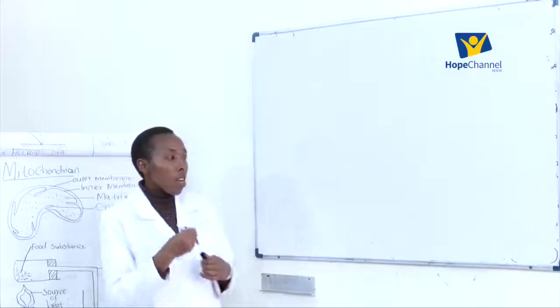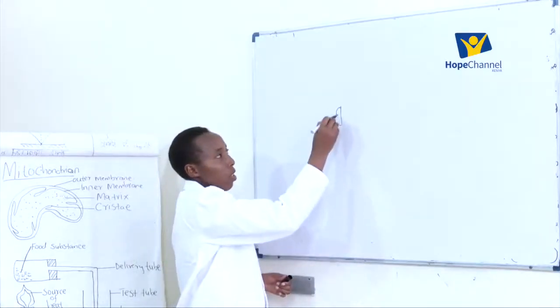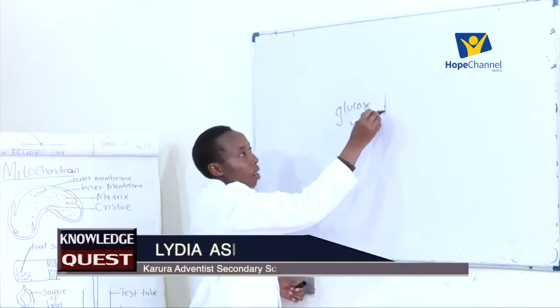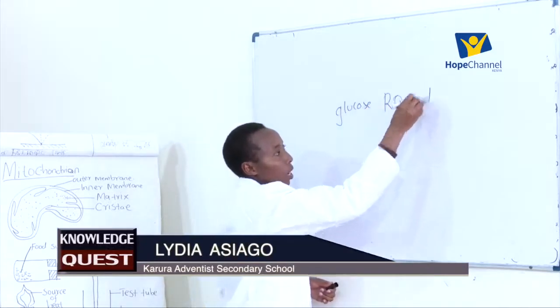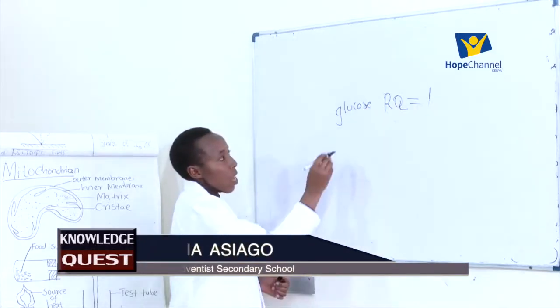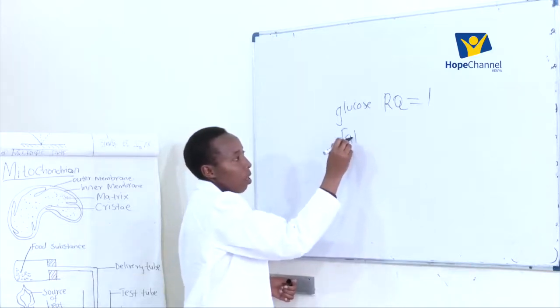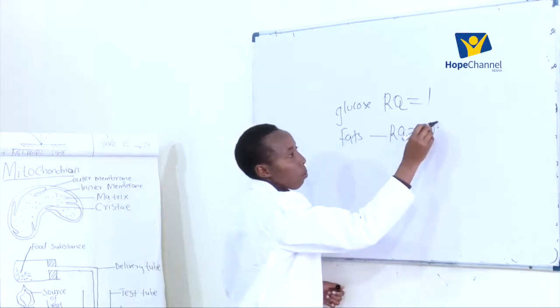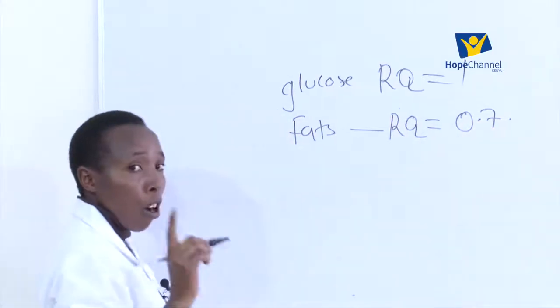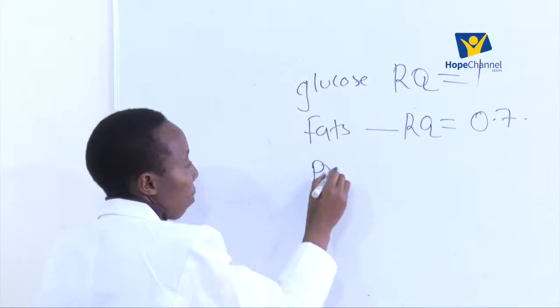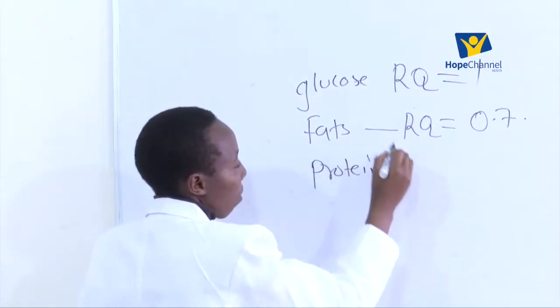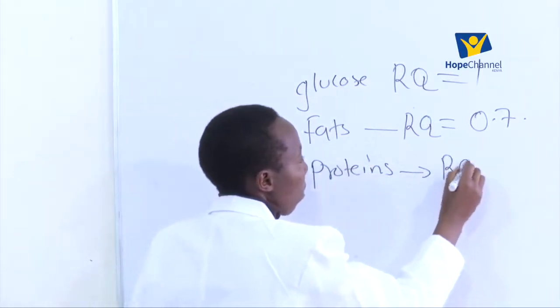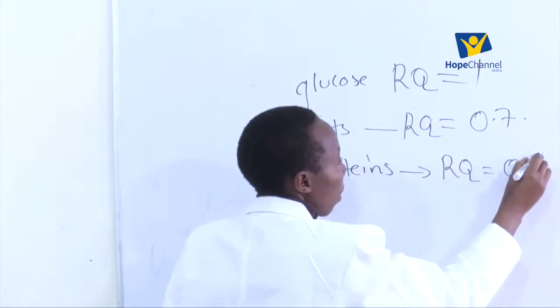We said if you oxidize glucose, then your RQ, you calculate, you get it is 1. If you oxidize the fats, we said the RQ for fats is 0.7. If you oxidize the proteins, then the RQ is 0.9.